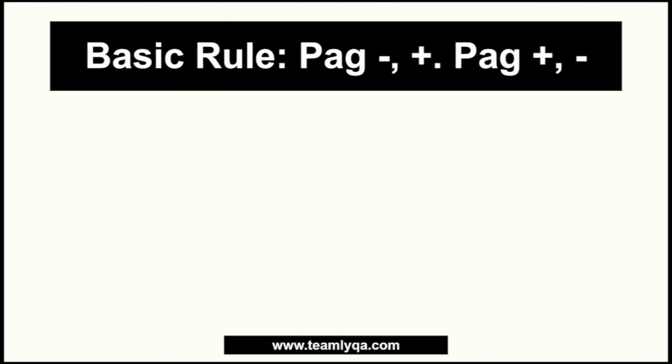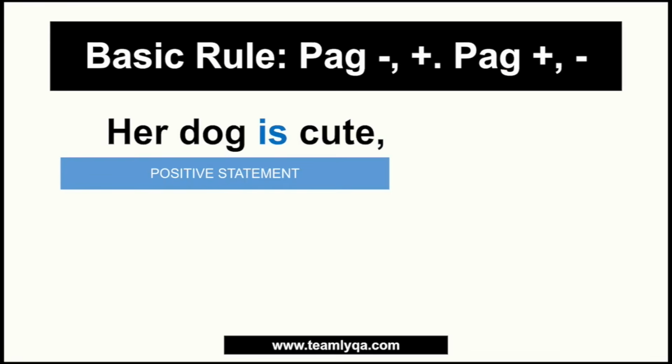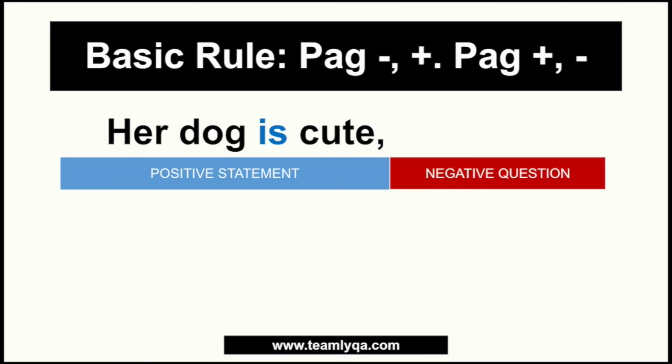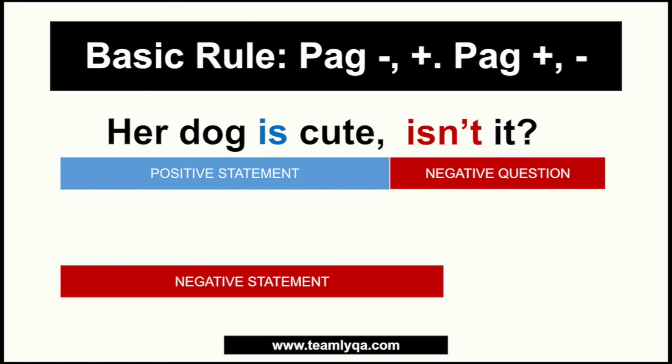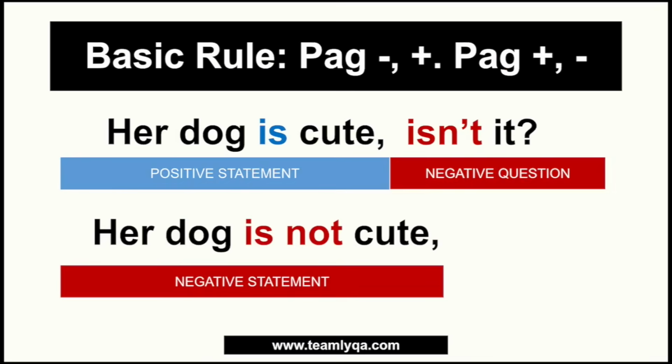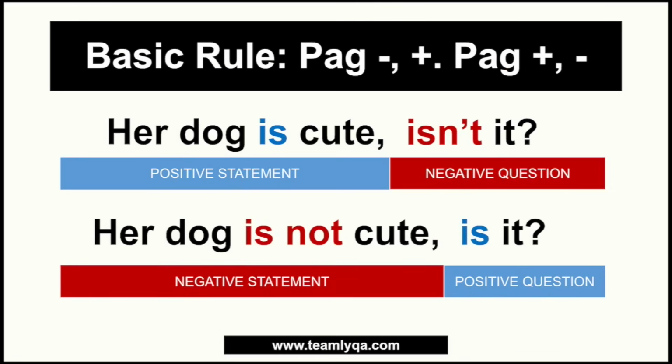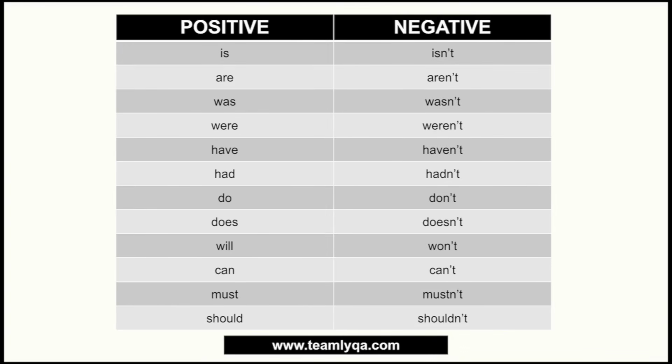Okay? Now, we did have this basic rule which we talked about in the other video. Pag negative, positive. Pag positive, negative. Which means, kapag positive ang statement, like, her dog is cute, negative ang tag question, which should be, isn't it? And kapag negative naman ang statement, her dog is not cute or isn't cute, positive naman ang question mo, is it? Kung naguluhan dito, again, I discussed this at length in the first video. So, balikan nyo na lang yun kung nagugulan kayo sa explanation ko kasi hindi ito ang focus natin for today. We're going to move along doon sa mga nandito.